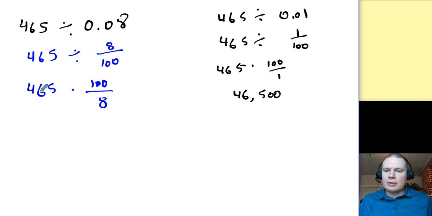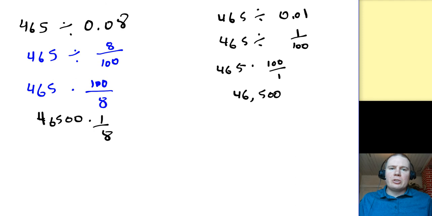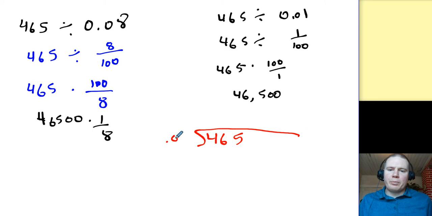Now I could write this as 46500, multiply by 100 first, then divide by 8. And if I'm going to have to bring in extra zeros anyways, I might as well do that. But in general, I just do the 465 divided by 0.08. But since I don't know my multiples of 0.08, I know my multiples of 8. I want to convert this 0.08 into a whole number 8.